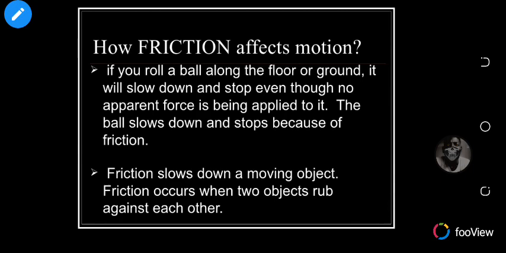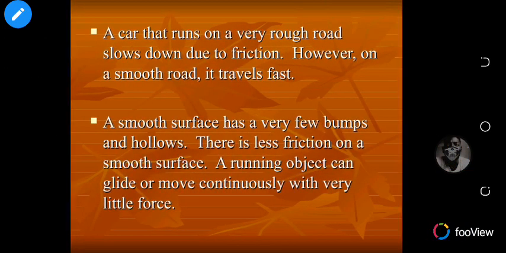Now, the moment they rub against each other, there is an opposing force that causes the movement of that object to slowly and gradually come to a stop. And that is the work friction does. A car that runs on a very rough road slows down due to friction. However, on a smooth road, it travels fast.